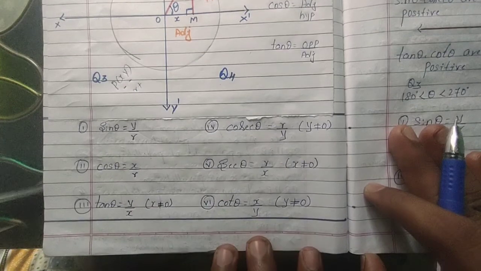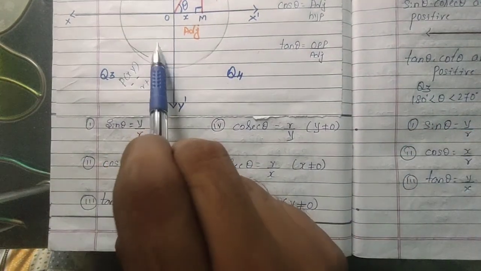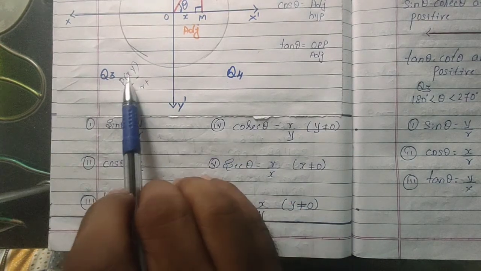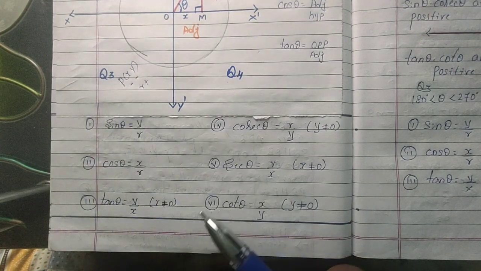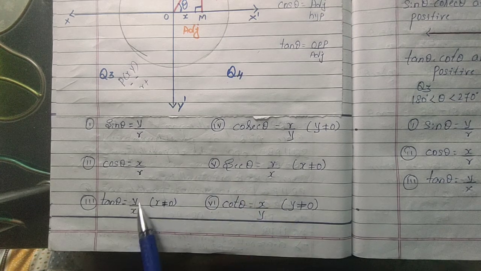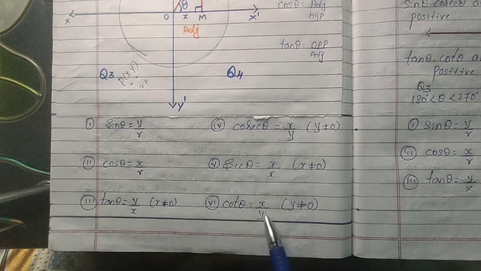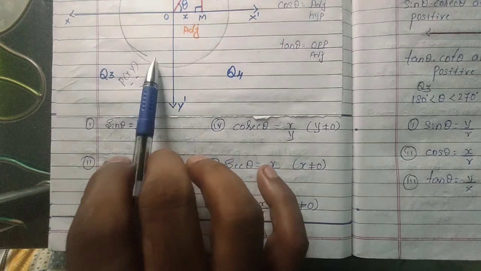Now in which ratios are positive in the third quadrant? Here both are negative, which means if I take the x and y ratio, the negatives will get cancelled and the ratio will become positive. So that is tan theta, that is y over x. Cot theta is x over y. This is also negative, this is also negative, so the negatives get cancelled, tan theta will become positive, cot theta also will become positive.